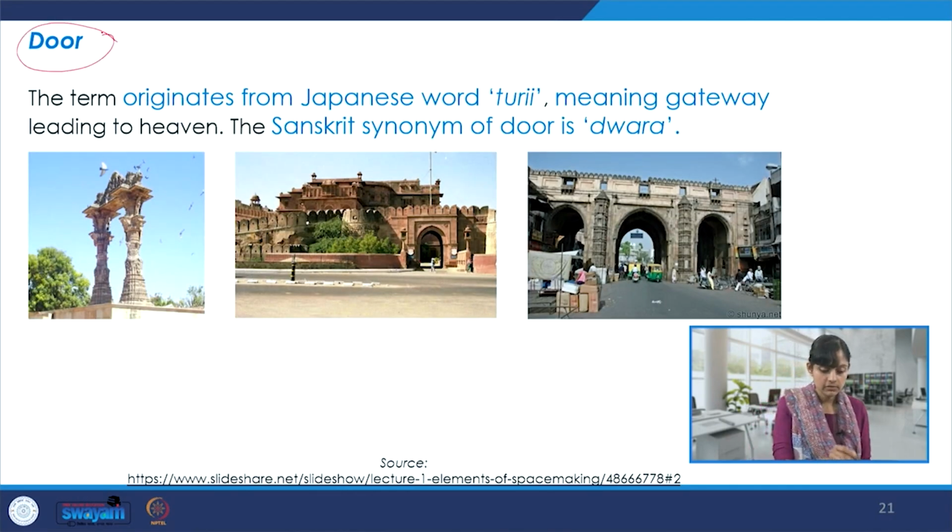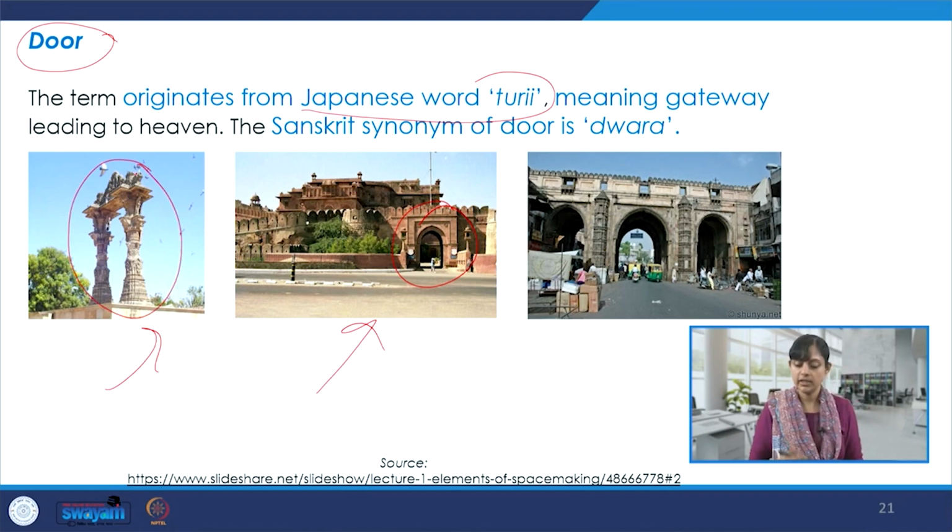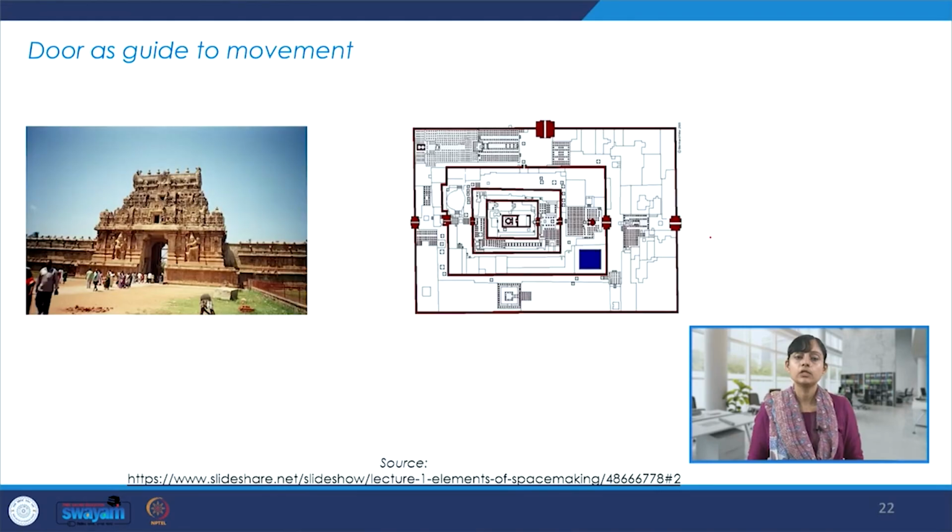Door, another element, we have talked a lot about its purpose and why it is an important building element. It originates from the Japanese word tori, and it means gateway leading to heaven, and the Sanskrit synonym is dwar. And we see some of the examples over here which do act like a gateway to heaven. Door also acts as a guide to movement, and it defines entrance, it defines movement, it helps us navigate. And within a floor plan, wherever we see door openings, it also gives us a sense of direction.